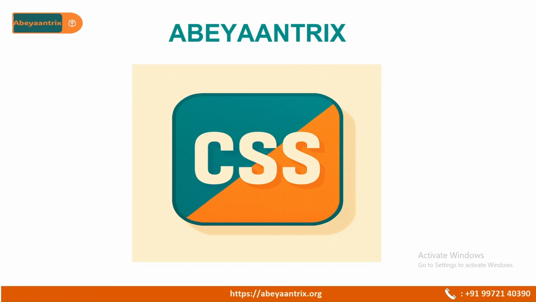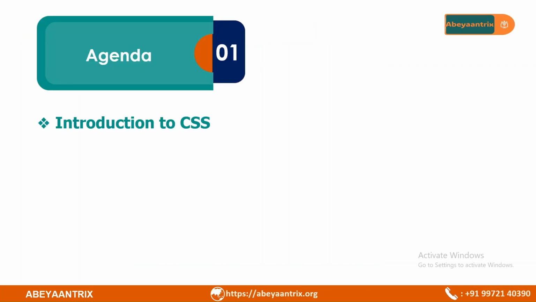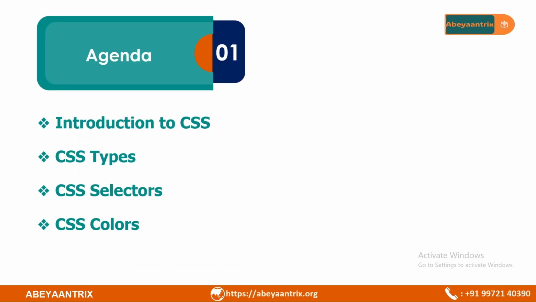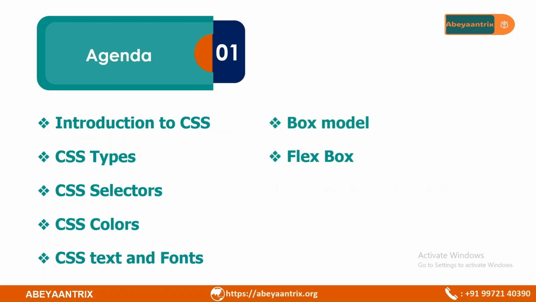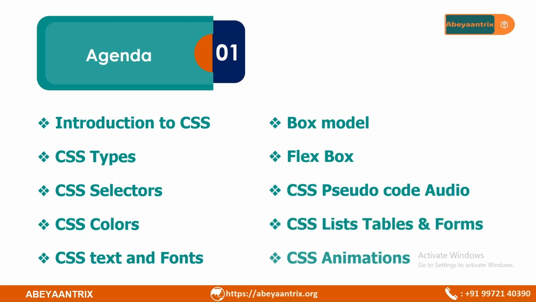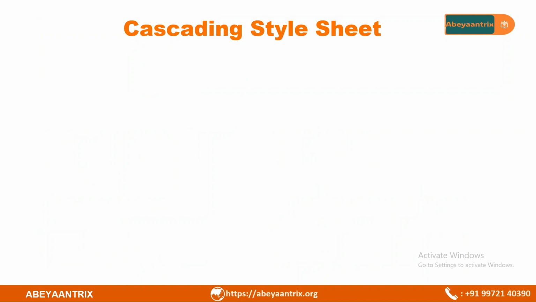Today we are diving into one of the most powerful tools in web design, that is CSS, or Cascading Style Sheets. Okay. So these are the topics we are going to learn in CSS: CSS types, selectors, color, font, text, box model, flexbox, and CSS pseudo-classes, audio, CSS lists, tables, forms, and CSS animation. So these are all the things we are learning in this complete CSS web development. Okay. So CSS means Cascading Style Sheets.